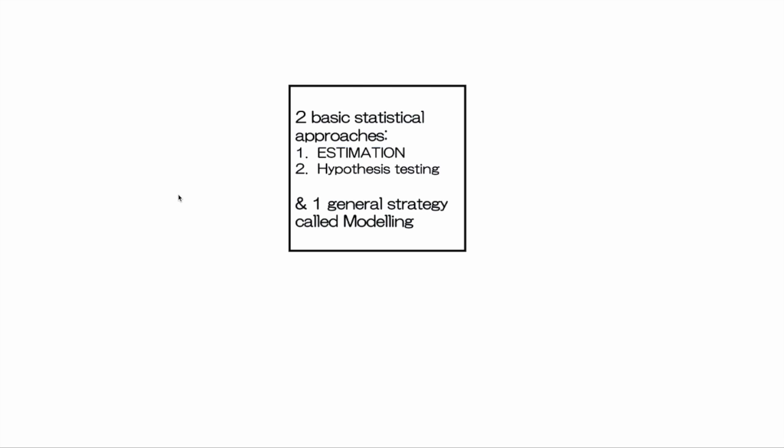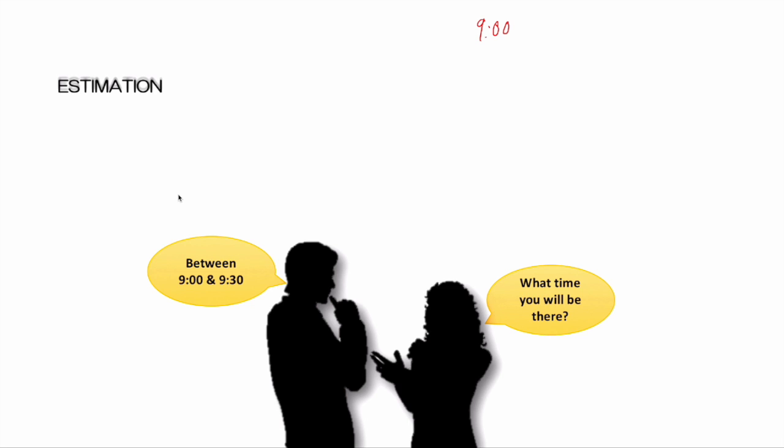In my previous lecture, we talked about the statistical approaches, and one of them was estimation, which we are going to explain a little bit more. Estimation is something that we also do a lot in normal routine life. For example, in this conversation, she asks what time you will be there, and he replies, for example, between 9 and 9:30. So in this case, there is an interval between 9 and 9:30 within which he will probably be there. This interval can also carry a level of assurance or confidence.